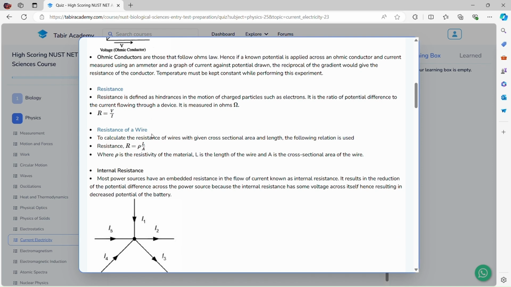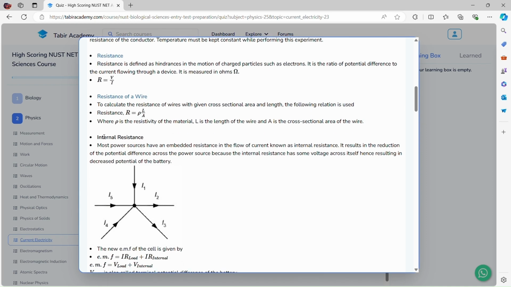Resistance of a wire. To calculate the resistance of wires with given cross-sectional area and length, the following relation is used. Resistance R equals to rho multiplied by L over A, where rho is the resistivity of the material, L is the length of the wire, and A is the cross-sectional area of the wire.